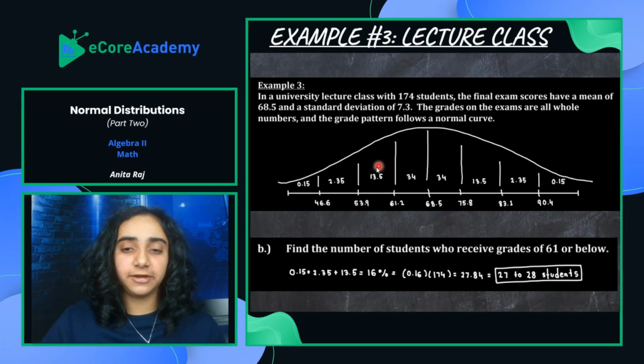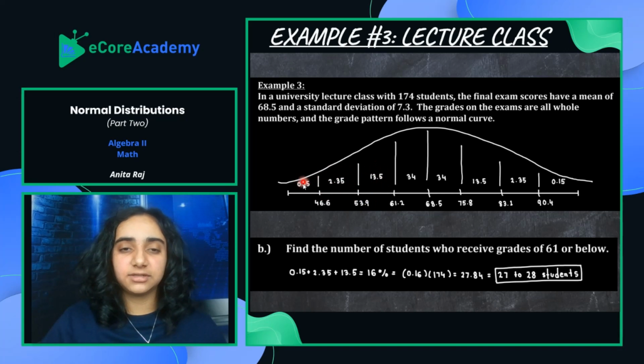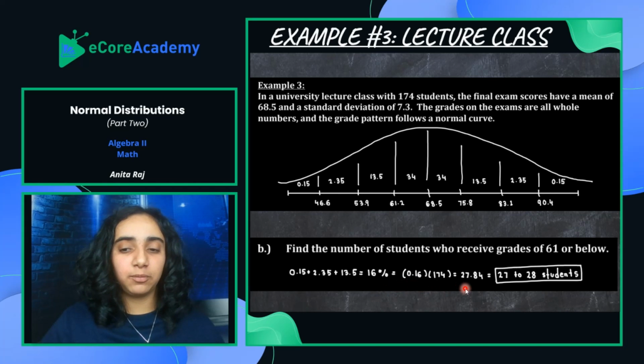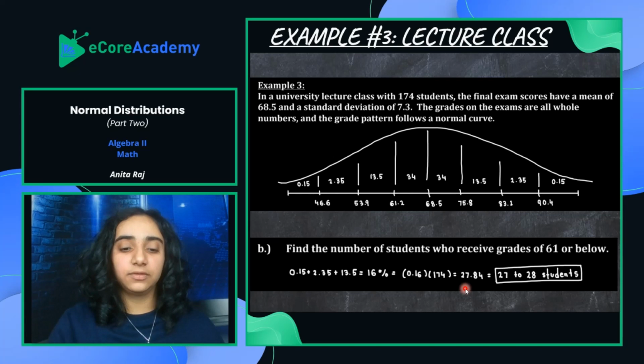This interval represents grades from about 50 to 60. This interval represents grades from about 45 to 55, and etc. And then you just keep going down all the way until maybe someone got a 0 on this. So you're going to add those 3% together, and you're going to get 16%. Then you're trying to find the number of students. You're not trying to give a percent as your final answer. So you're going to convert 16% to a decimal, which is 0.16. Multiply that times the total, which is 174, and then you're going to get 27.84. But again, since we're talking about students, you got to round that to a whole number. So you can say 27 to 28 students approximately got 61 or below on this test.